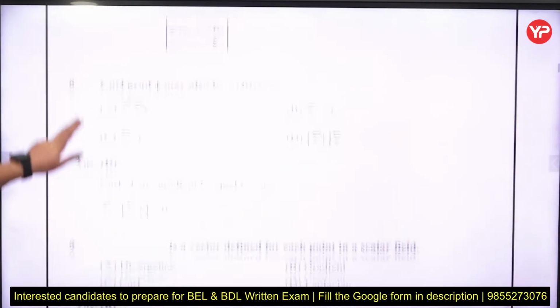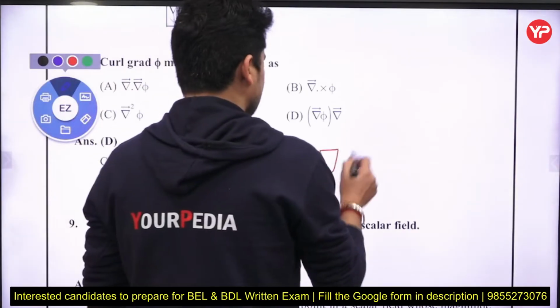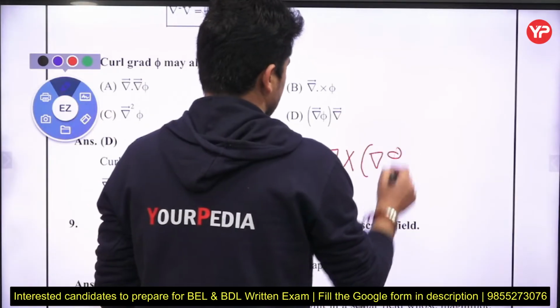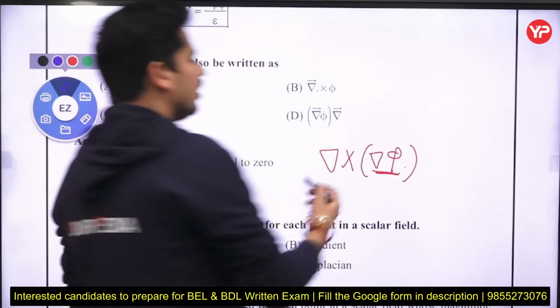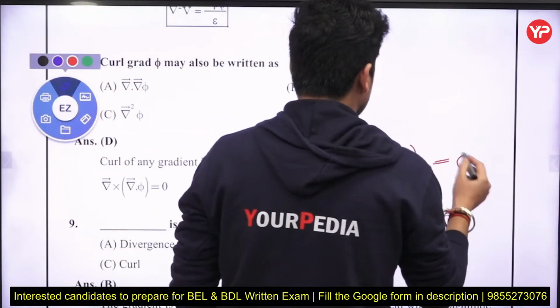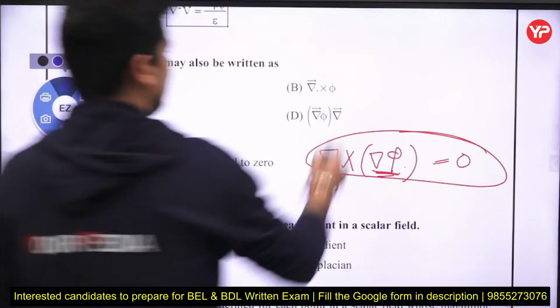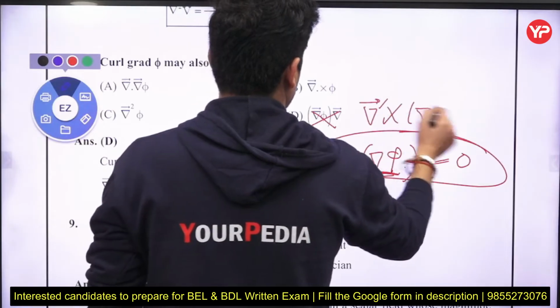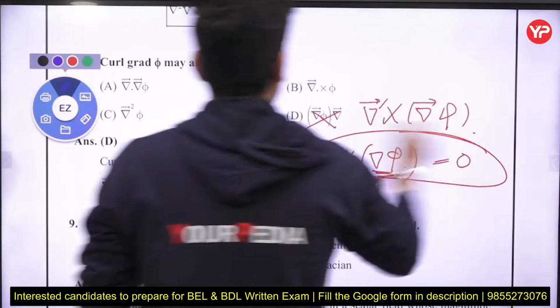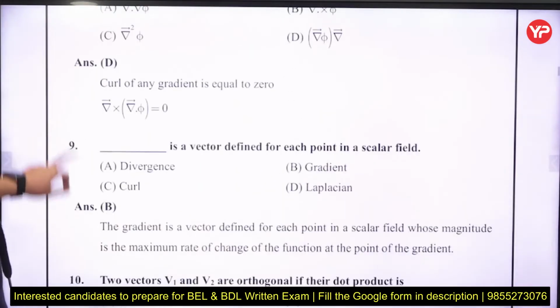Curl of a gradient may also be written as curl of a gradient. That means curl, that means del cross del phi. Phi is a scalar quantity, so that becomes a vector quantity. And if you take curl of a gradient, that is always 0. Remember, that is written like this. It is misprinted here. That is curl of a gradient, right? Like this. That will be the answer, and it is always equal to 0.